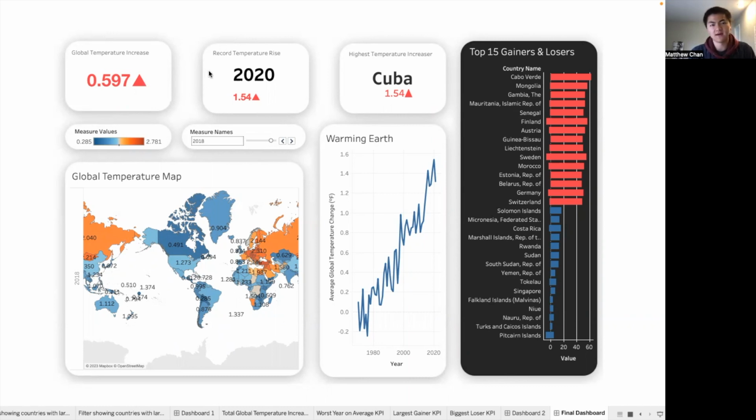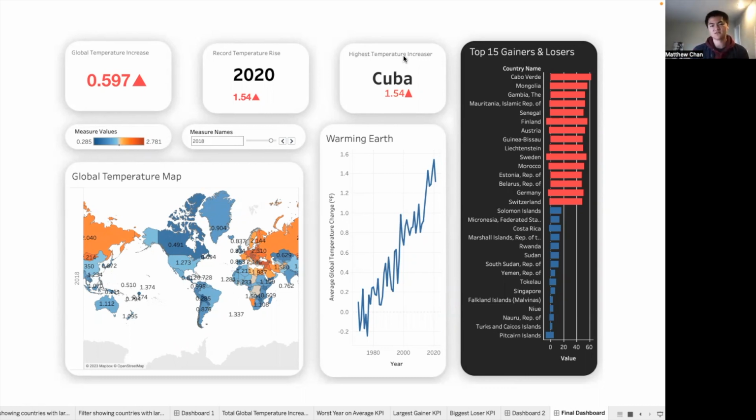The second KPI is the record temperature rise. I found that the year that had the largest temperature rise was 2020, with an increase of 1.54 degrees Fahrenheit. And we can see right here that's directly connected to Cuba. So Cuba was that one country that had a 1.54 degree increase in 2020. So that was the highest temperature increase there.